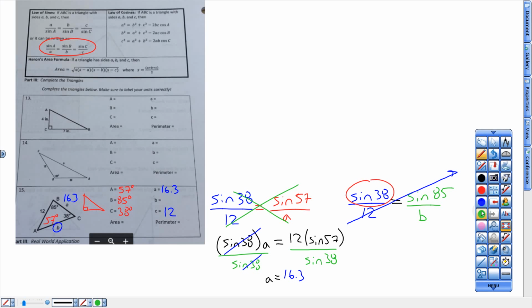So if I do that to solve for B, B is going to equal 12 times sine 85, and I'm going to divide that by sine 38. That will give me B right there if I do that correctly. So 12 times sine 85 divided by sine of 38. That equals about 19.4.